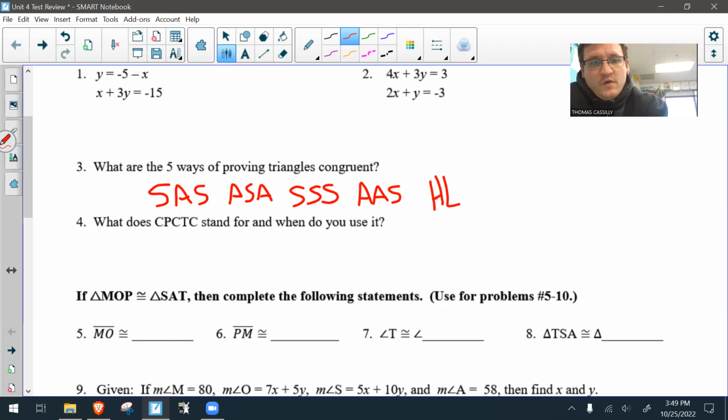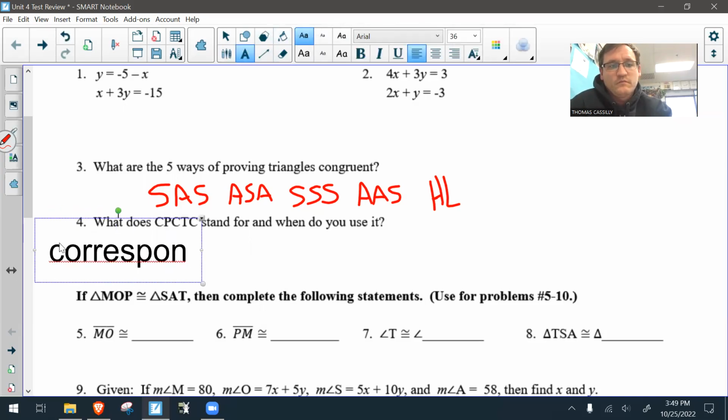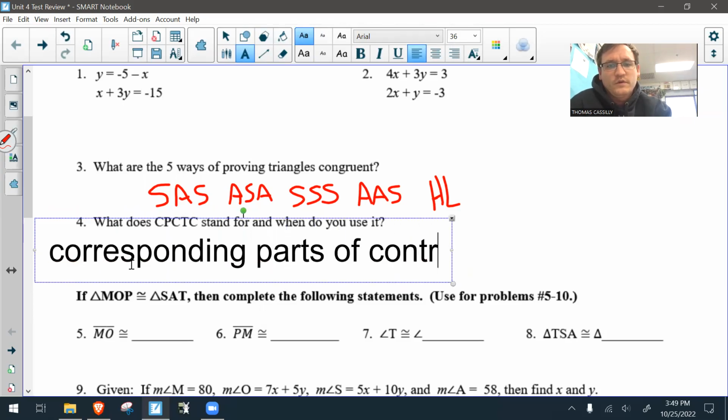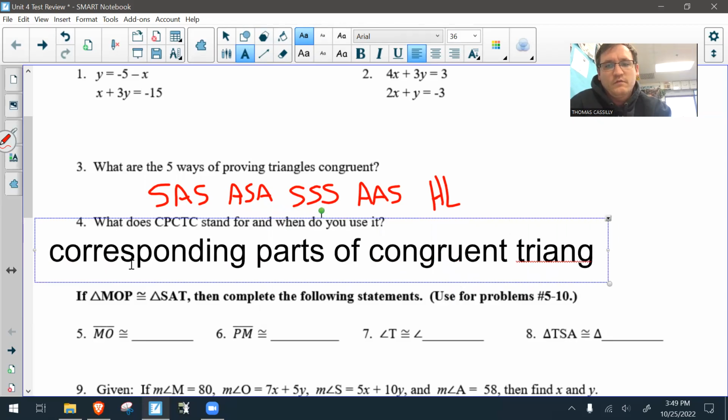So there's your 5. What does CPCTC stand for? I'm just going to type this one in. Corresponding parts of congruent triangles are congruent.